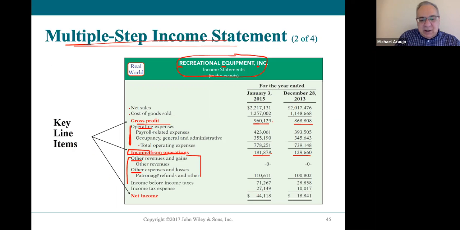And as you see here, their largest piece is something called a patronage refund. That patronage refund is eating up, if you look at both years, most of that profit from operations. Then, of course, they have to pay or have an allowance for income tax expense to get to that bottom line of net income.